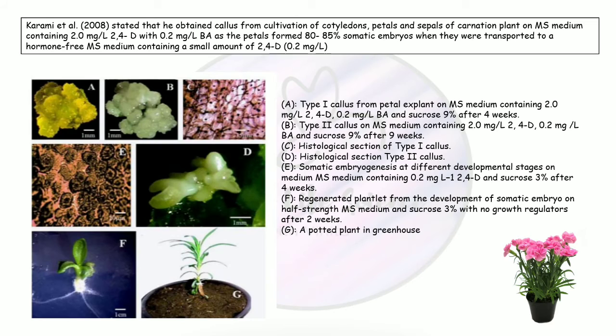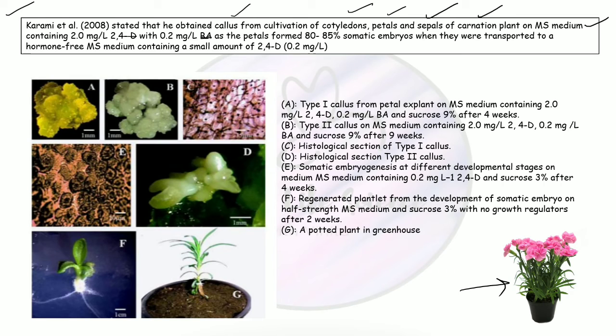In this case, Karami and his colleagues published a paper in 2008. In their work, they stated that they obtained callus from cultivation of cotyledons, petals and sepals, and the plant they took for their work was the carnation plant. Generally, the carnation plant belongs to Dianthus species, you can see in this picture. The media they used is Murashige and Skoog media, and the phytohormones they used were 2 mg per liter of 2,4-dichlorophenoxyacetic acid and 0.2 mg per liter of 6-benzylaminopurine, which is a cytokinin.